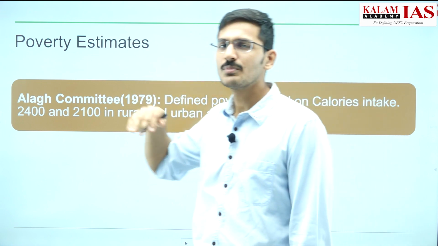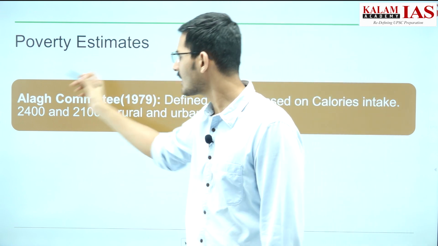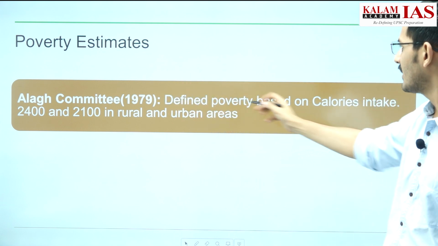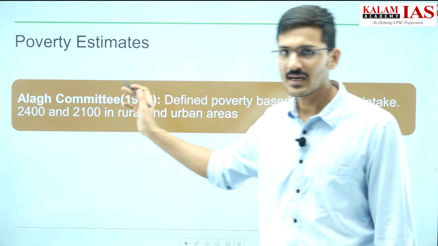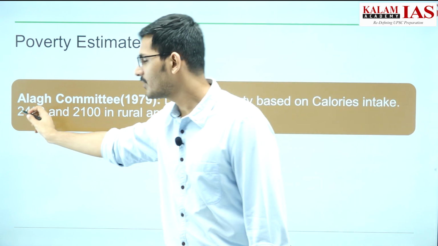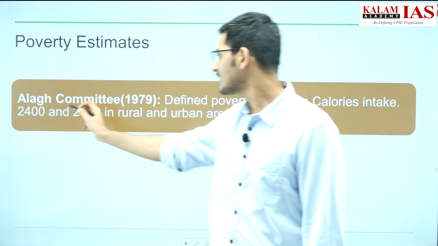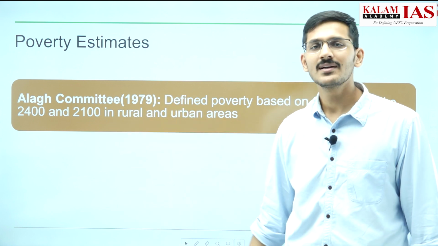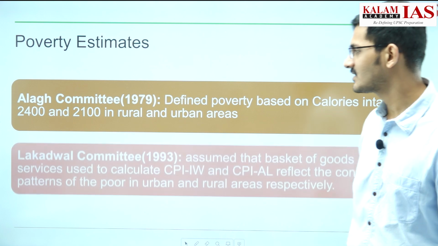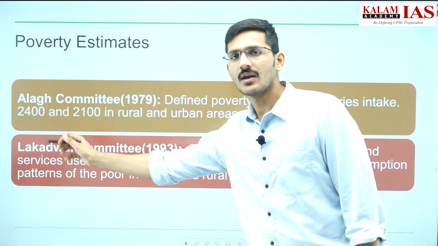So there have been different committees. The Alag committee was formed in 1979, and it defined poverty based on calorie intake. If you take 2400 calories in rural areas and 2100 calories in urban areas, then you are not poor. This was defined in 1979. Then after that came the Lakadawala committee.